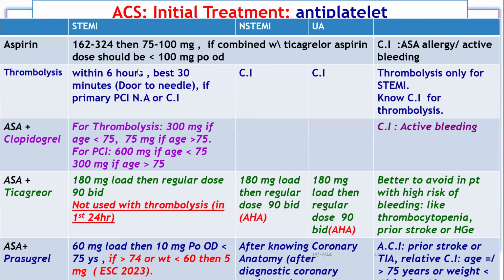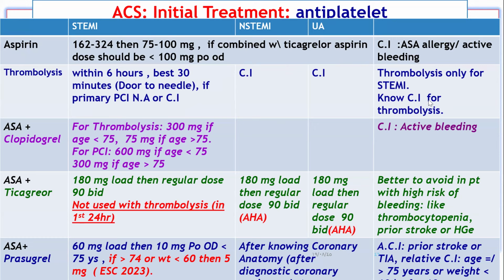So this is a summary of the antiplatelet treatment: aspirin, aspirin plus clopidogrel, aspirin plus ticagrelor, and aspirin plus prasugrel. For thrombolytic agents, the initial dose should be given within 30 minutes, which is the door to needle time. Unless the patient is going for primary PCI, the thrombolysis agent should not be given, and the patient should be offered primary PCI. If primary PCI is not available or the patient has a contraindication, the thrombolytic agent should be given as soon as possible, recommended within 30 minutes from door to needle.